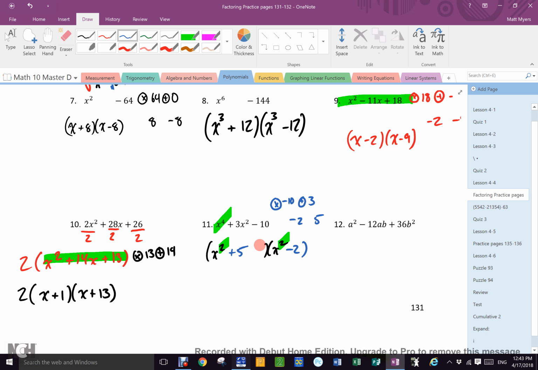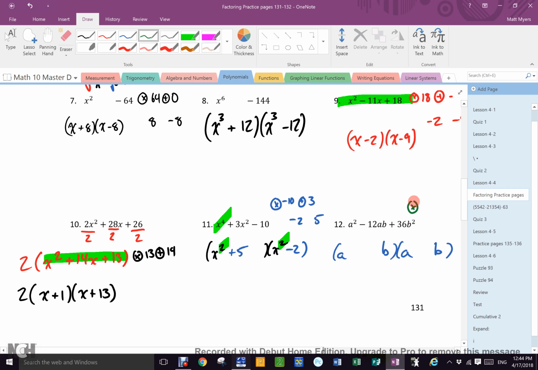What's different in 12? There's a b squared. Well, if the a squared makes a and a, what must a b squared make? B and b. Does anything else change? No. So when you tell me you don't know how to do this because it looks different, it's a garbage excuse, isn't it? You know how to do it.